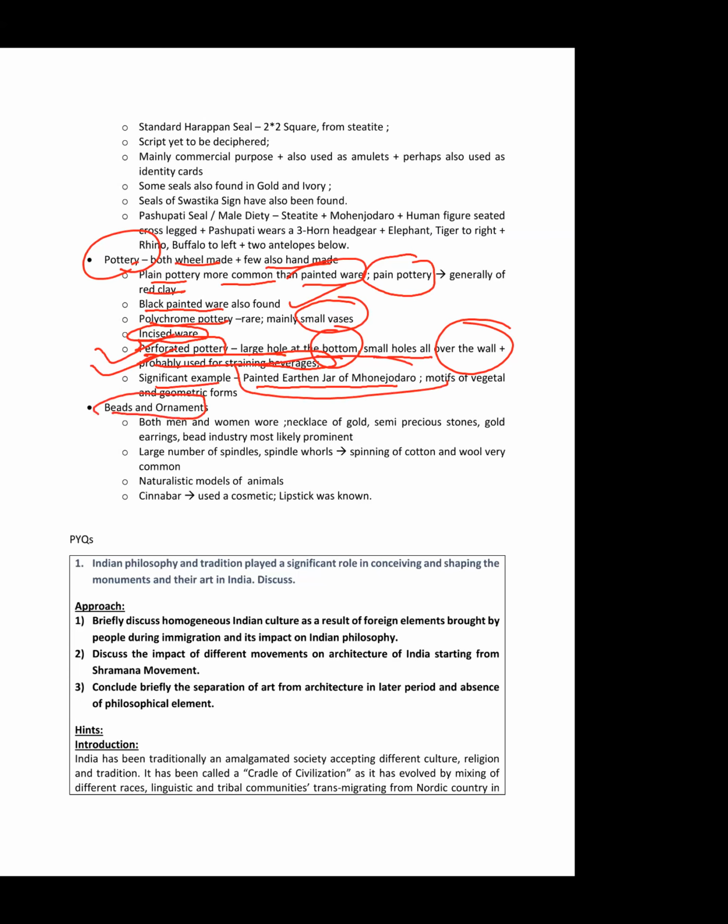Beads and ornaments, both men and women wore it. Necklace of gold, semi-precious stones. Bead industry most likely was prominent. Large number of spindle and spindle whorls have been found. Spinning of cotton and wool was very common. Naturalistic models of animals have been found. Cinnabar was used as a cosmetic and lipstick was known.